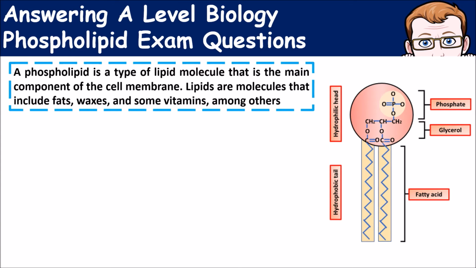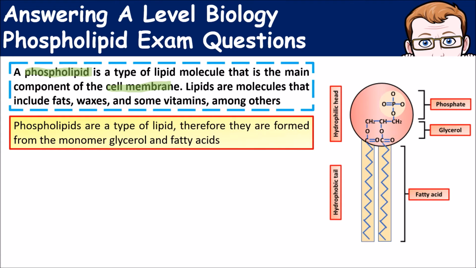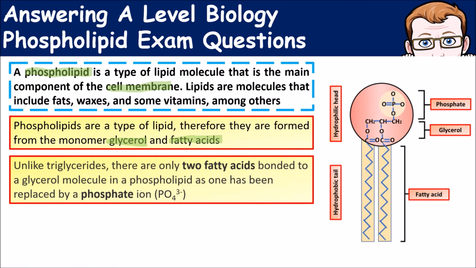One important type of lipid that we also need to look at are phospholipids. Phospholipids are a type of lipid molecule that is the main component in cell membranes. Phospholipids are formed from a monomer of glycerol again and fatty acids. Unlike triglycerides, only 2 fatty acids are bonded to the glycerol molecule in a phospholipid, as one has been replaced by a phosphate group on the 3rd CH group.